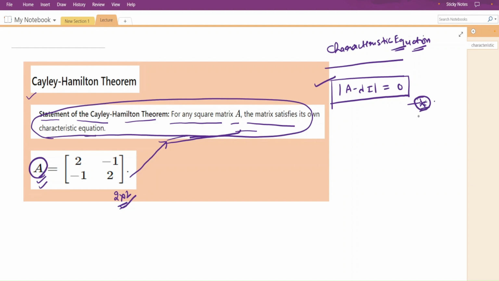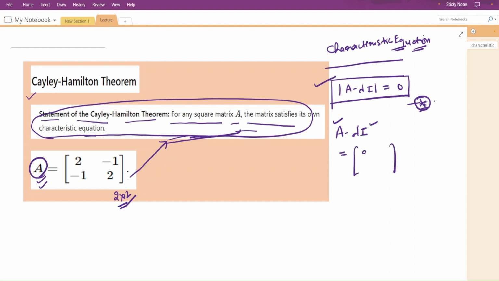Suppose this is equation asterisk, right? So I will first be evaluating A minus lambda I, where A is a 2 by 2 square matrix, lambda is any scalar, we say it is an eigenvalue as well, and I is the identity matrix. So what will it be?